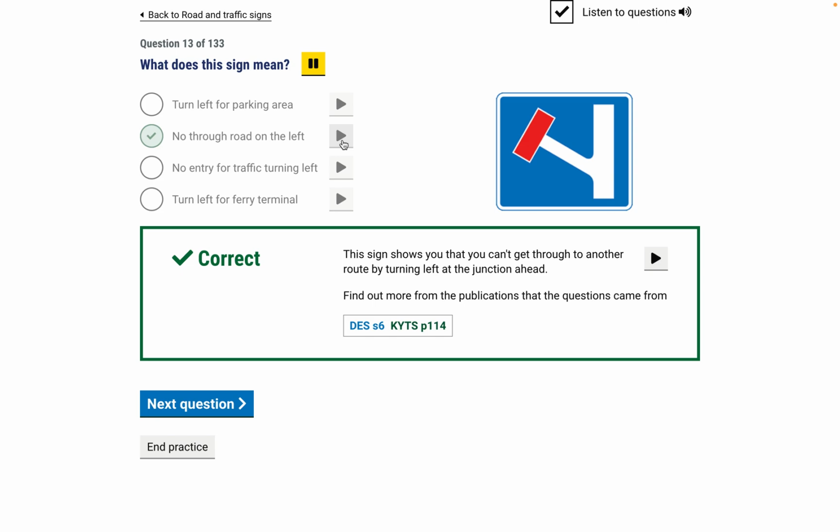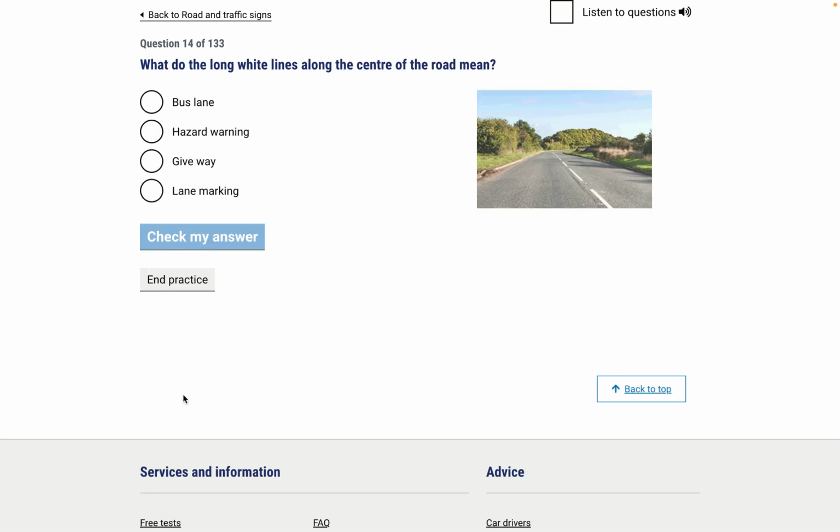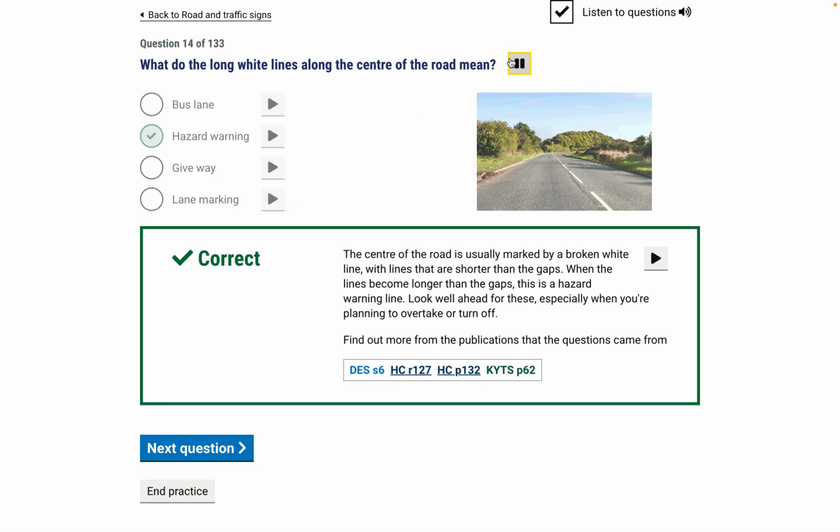What does this sign mean? No through road on the left. What do the long white lines along the center of the road mean? Hazard warning.